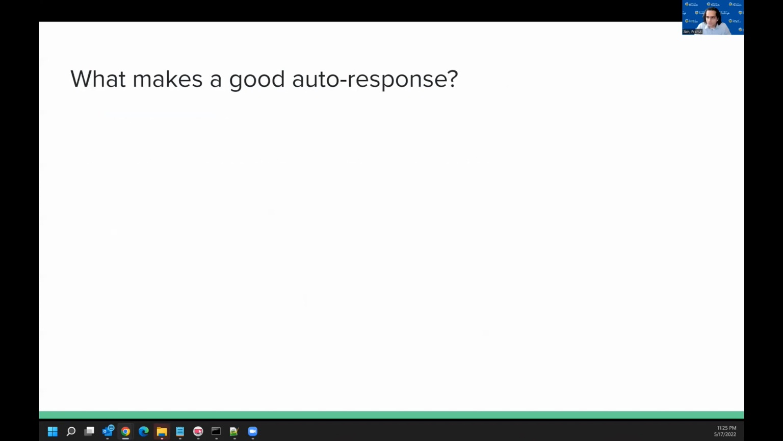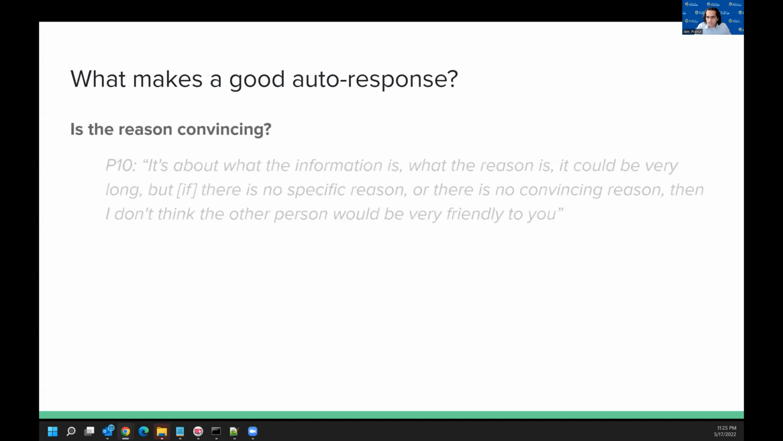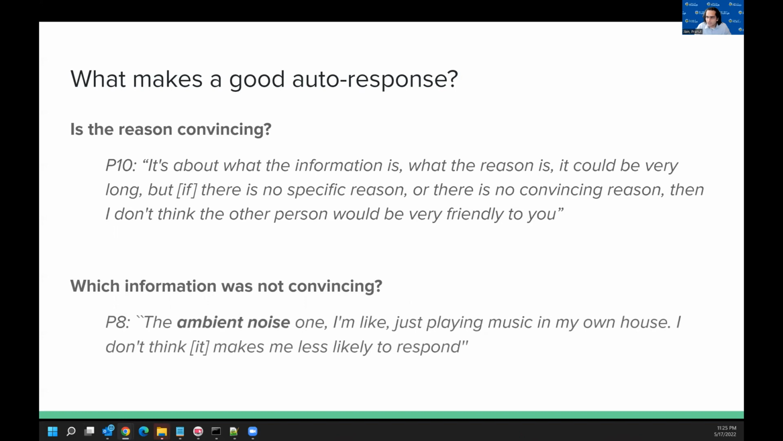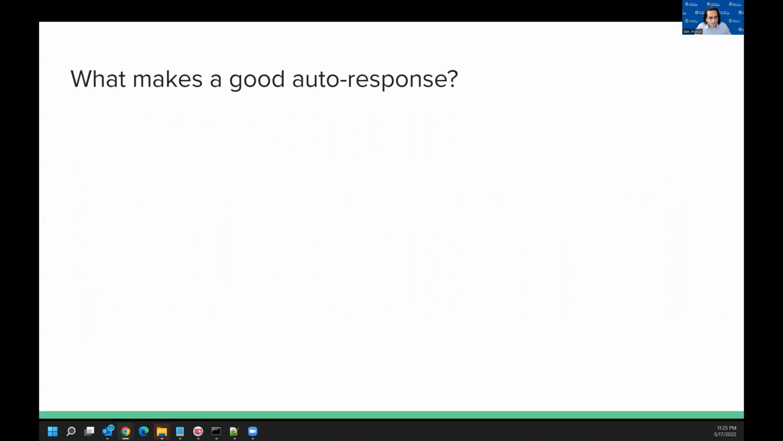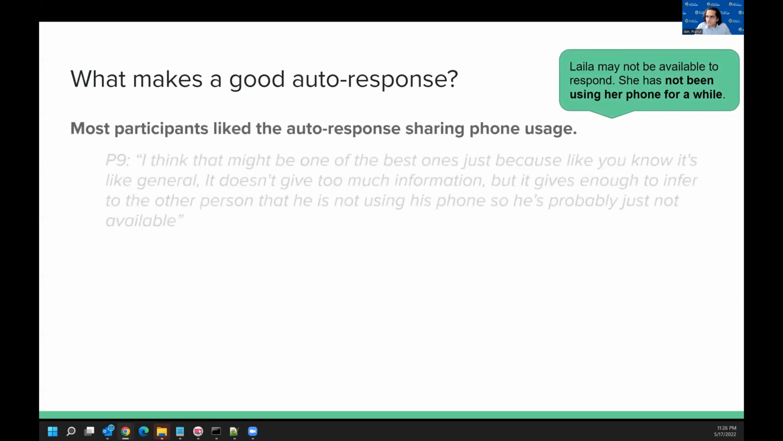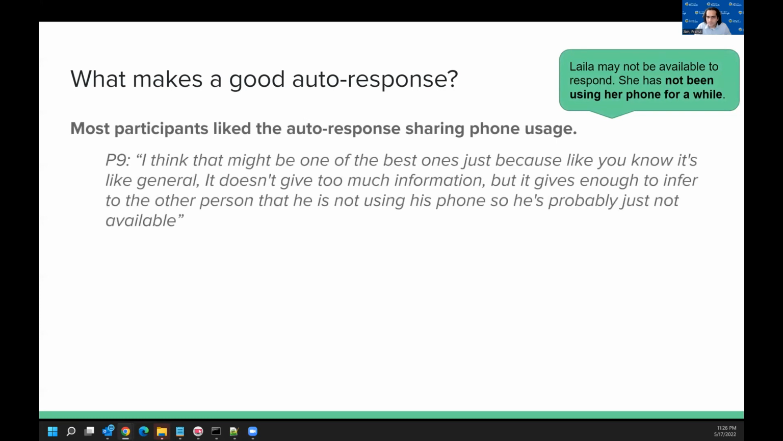In terms of what participants considered as good auto-responses, P10 mentioned that the information shared by the response had to be convincing. Multiple participants felt that sharing ambient noise did not attribute as a convincing reason, as shown by the following quote from P8. On the other hand, most participants liked the auto-response which shared phone usage. P9 explained that sharing phone usage does not give out too much information about them while still signaling unavailability.